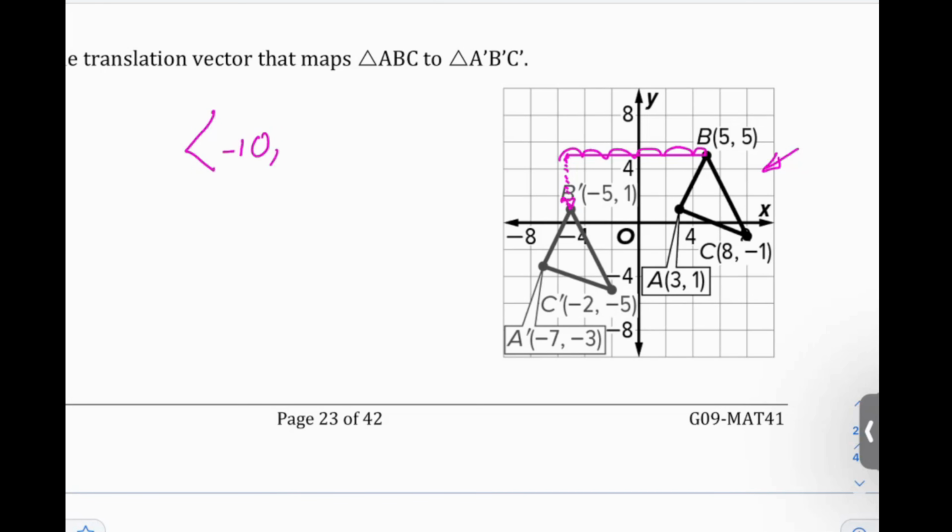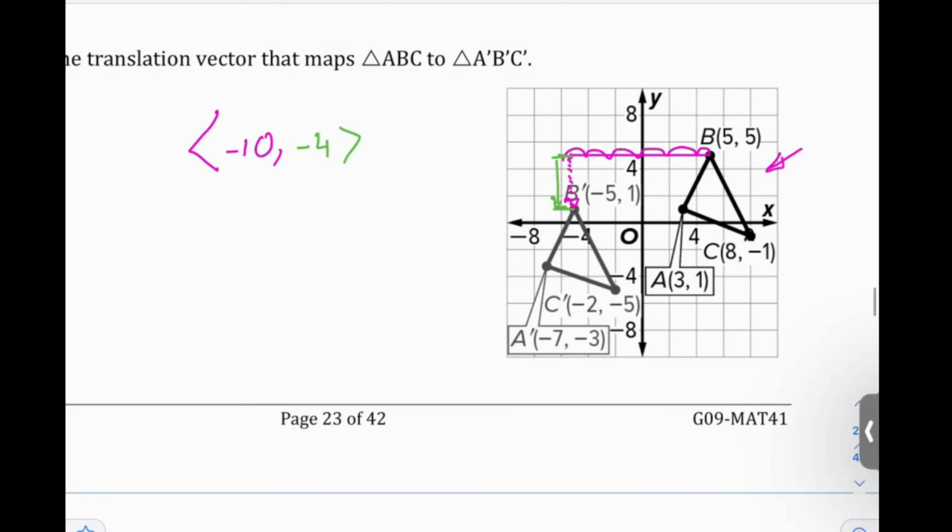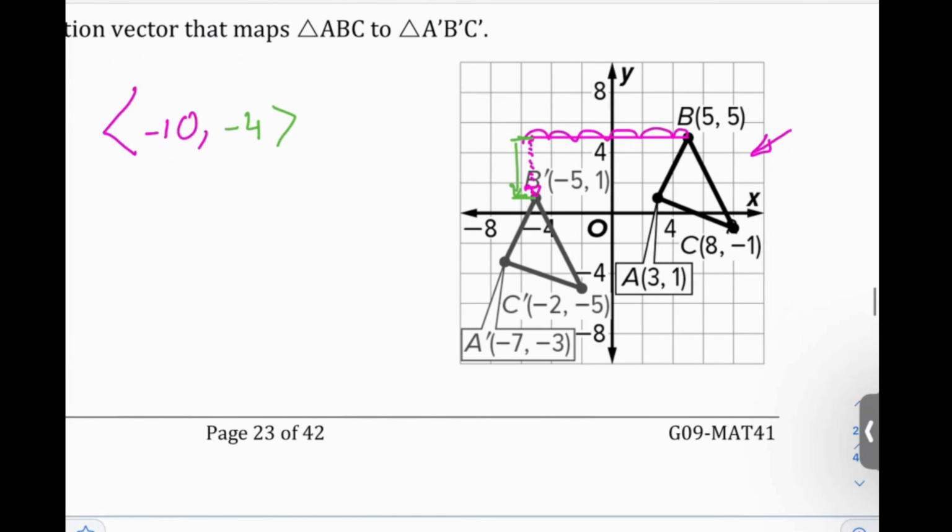Down, if you count down, I will use another color to be careful. This to that, it has been moved 2 units down. 2 units down by scale of 2, so it is negative 4. If you are afraid to have mistakes, then you can find the difference between 8 and minus 2.